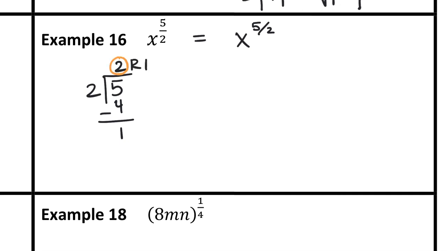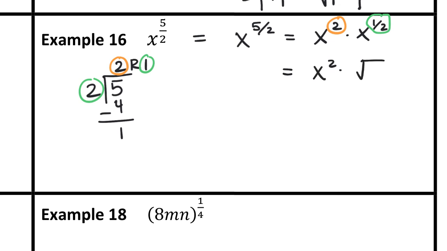So the number in front is our whole number, and then we're going to use 1/2 as our fraction. So we're going to have x to the power of 2 times x to the power of 1/2. Again, the 2 comes from the whole number that we got, the number of times that 2 goes into 5. And the 1/2 here comes from the remainder. And so we can rewrite this as x squared times the square root of x.